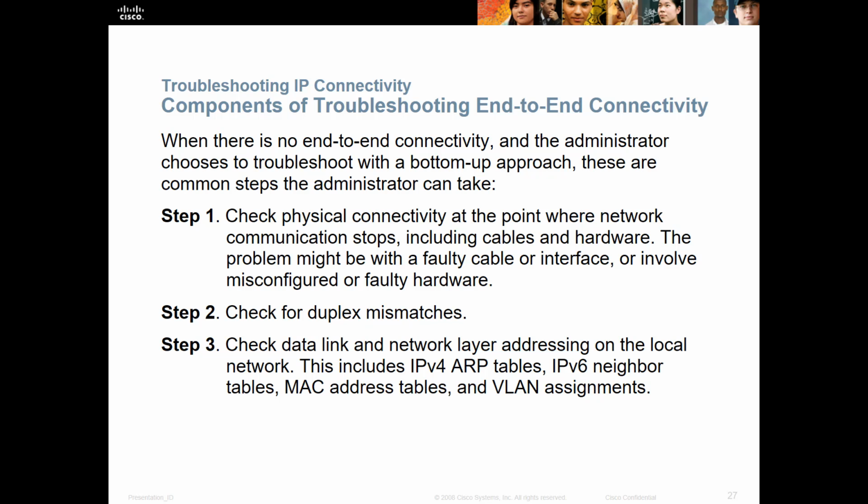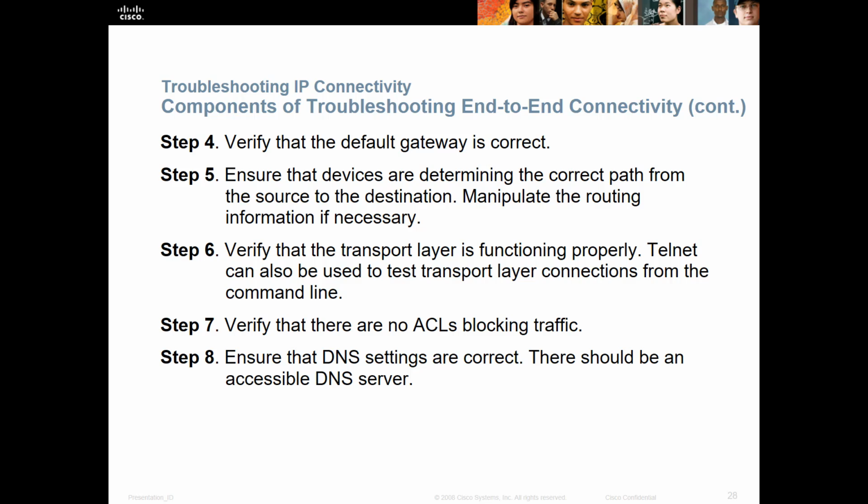Check for duplex, check the data link layer, make sure that you're getting an address. If you're not getting an address, make sure that you can connect to the switch. If you can't connect with the switch, make sure that your link is still valid. Do things like verify gateway. Can you ping the gateway? If you can ping your gateway, look at the next layer. Look at the transport layer. Make sure it's functioning properly.